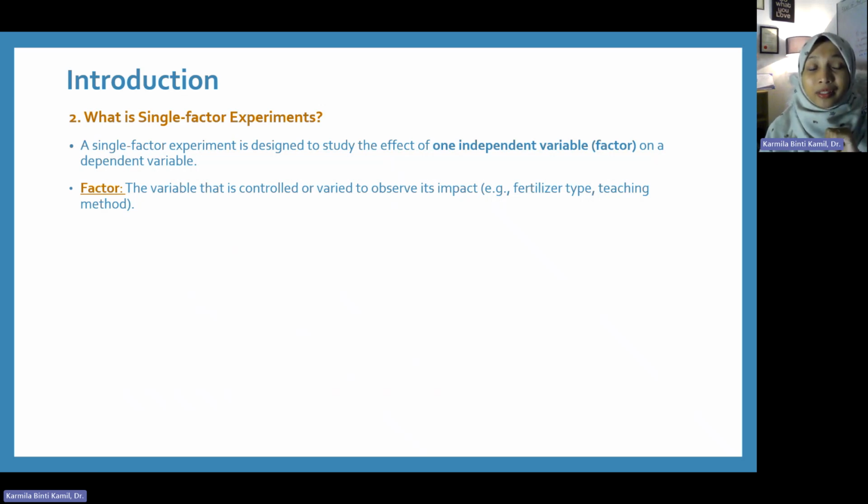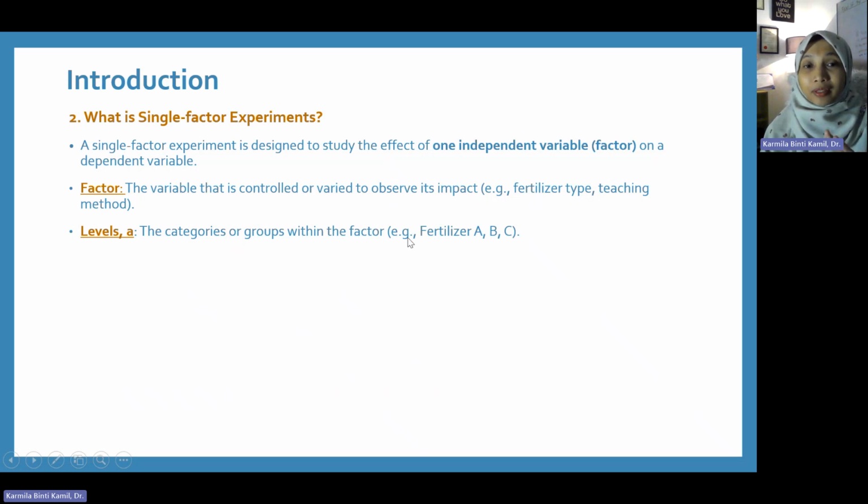First one is factor. What is factor? Factor is the variable that is controlled or varied to observe its impact. For example, fertilizer type, teaching method, okay? Second one is levels, or a. Okay, we note it as a, the categories or groups within the factor. Example, fertilizer A, B, and C. Okay, the groups of each of the elements that we study.